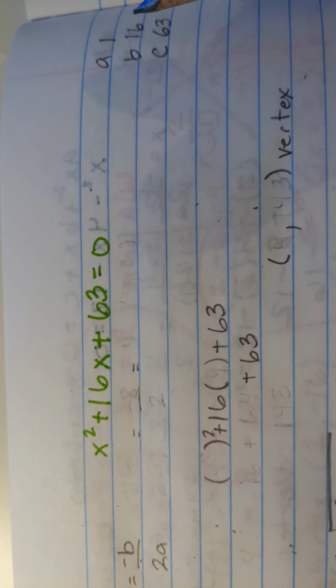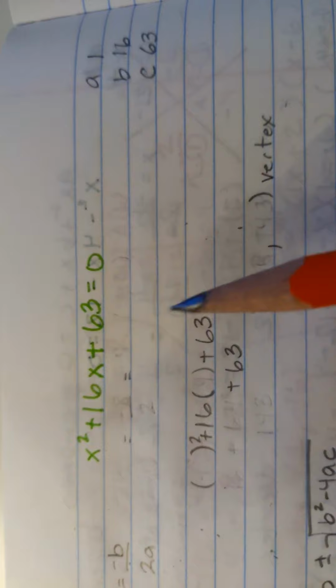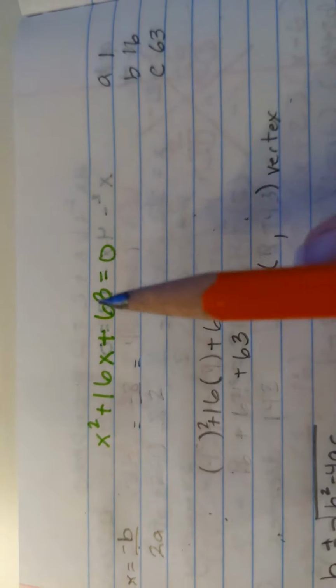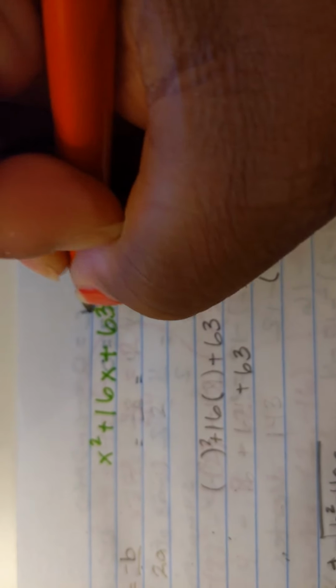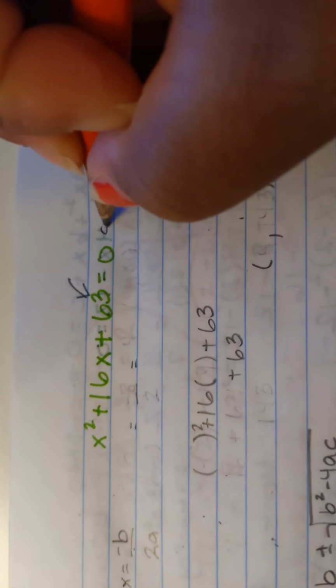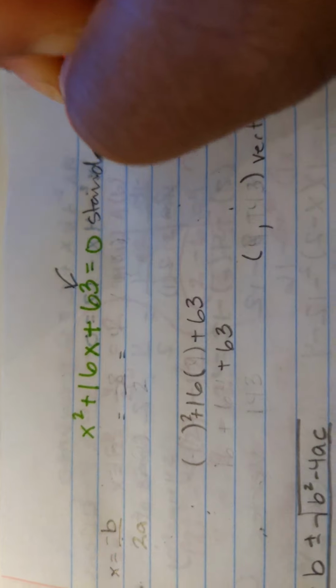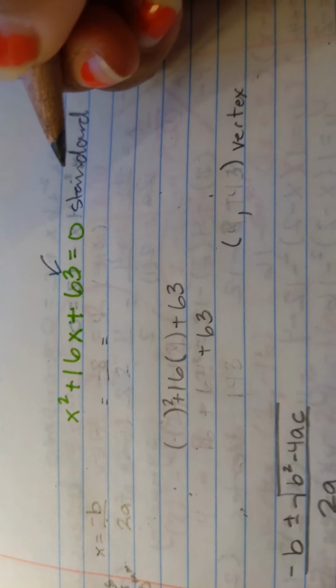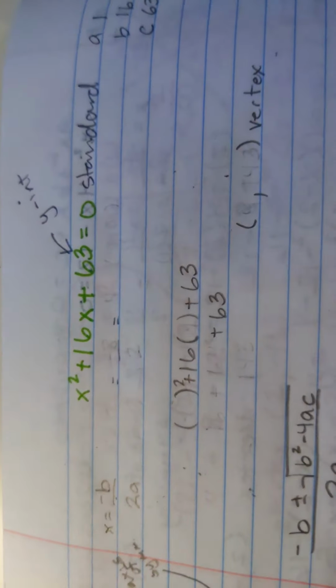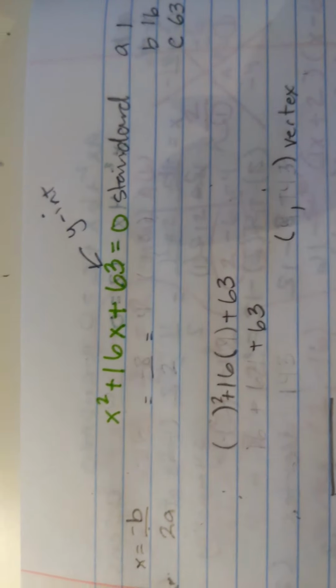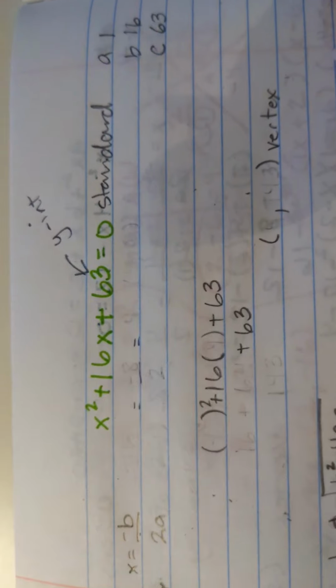Our a value, I wrote it here, is 1, and our b value is 16. Our c was 63. And remembering that our c in our quadratic equation, when it is in standard form, is always going to be the y-intercept. Forgot to mention that on the last video. And so the first thing you want to do is start with the axis of symmetry.